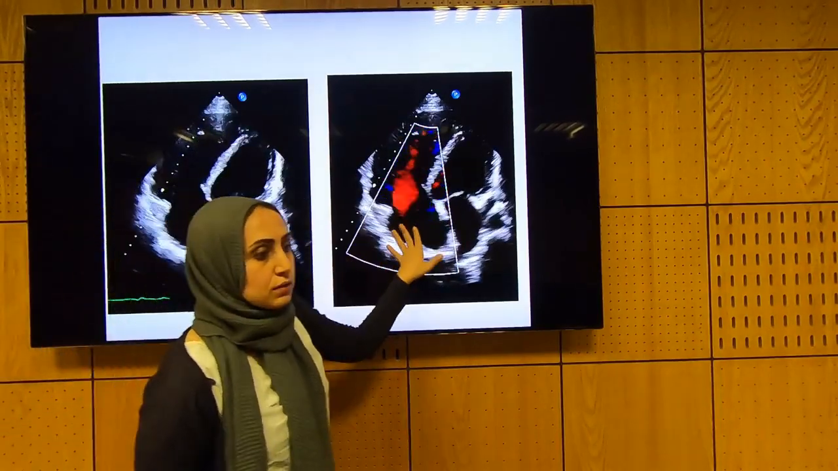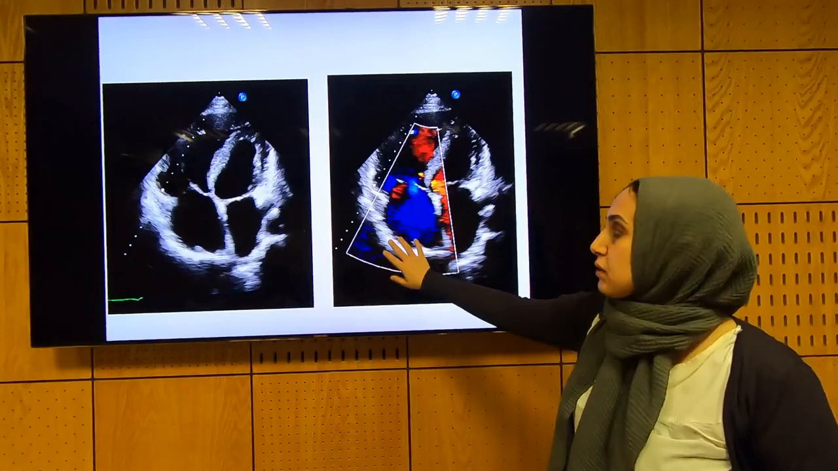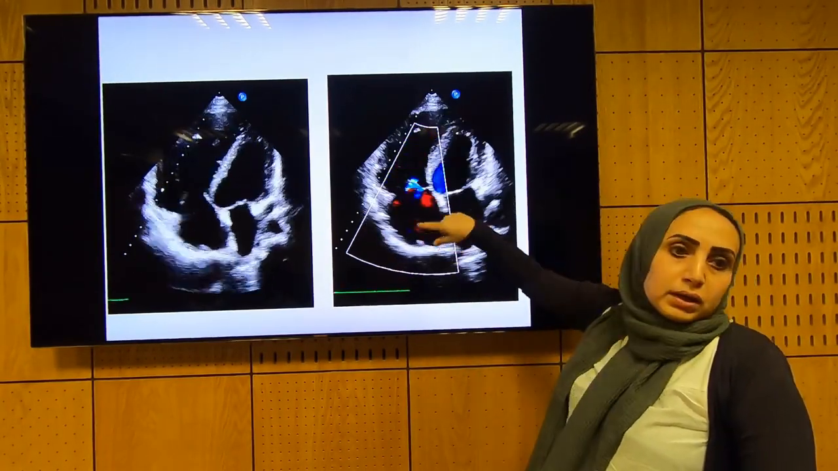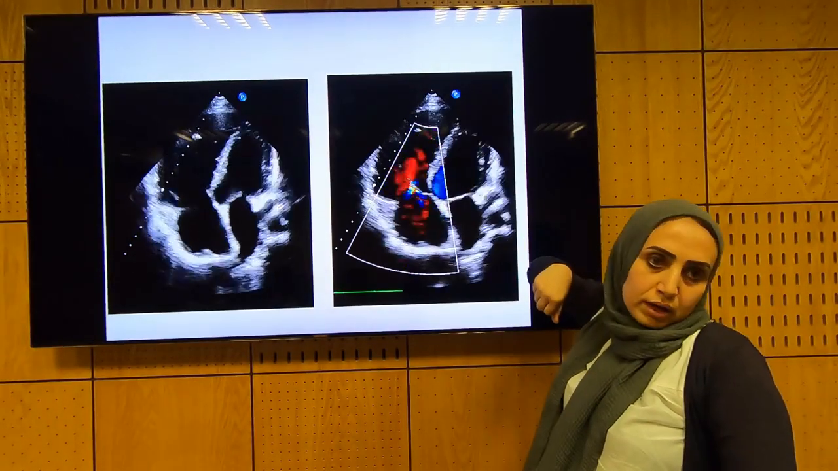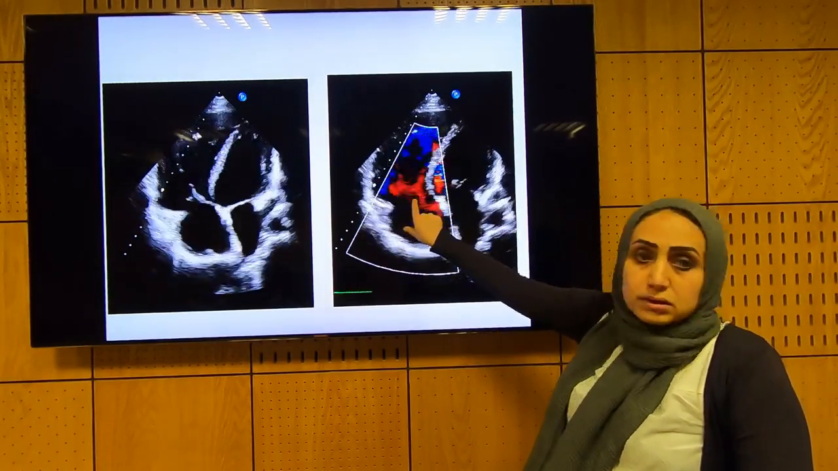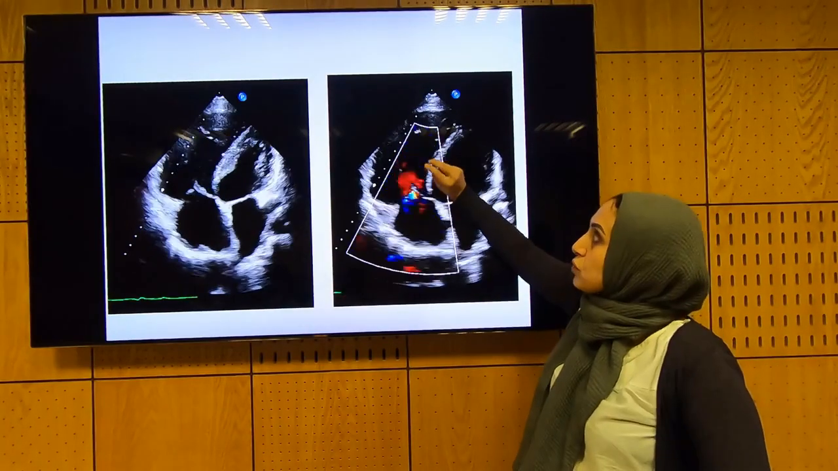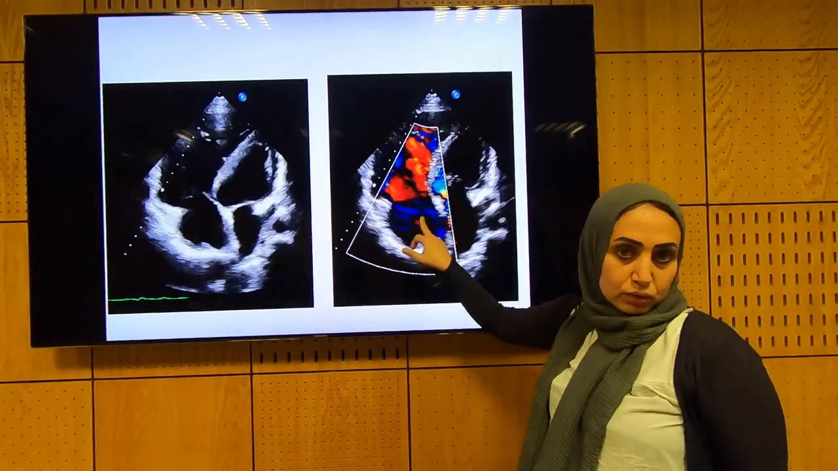Let us focus on this view. This is the left and this is the right, so we have here the tricuspid valve. Which is abnormal, the red color or the blue color? The blue. Why? It's correct, because this blue color means that we have a mild incompetence, because the flow is going from the ventricle to the atrium, so it's encoded in blue. Is that clear?